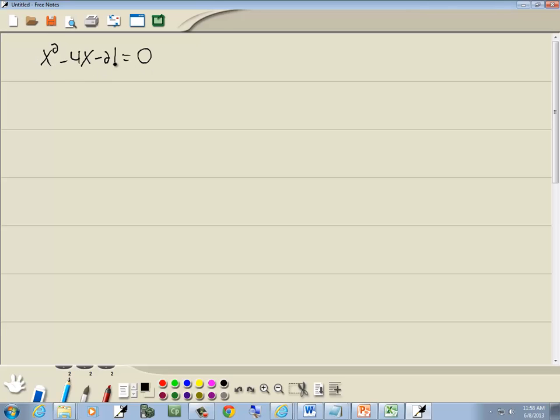X squared, x, no number in front of the x squared, that's the PSD. With the PSD, we take the number at the end, ignoring the sign. So we take 21 right over here on the side, and we're going to come up with our three columns. Our P column, we write down all products that give us 21. We got 1 times 21, 3 times 7, I guess that's it.